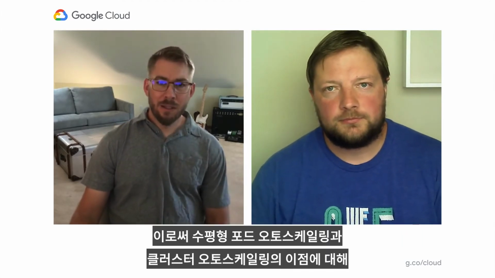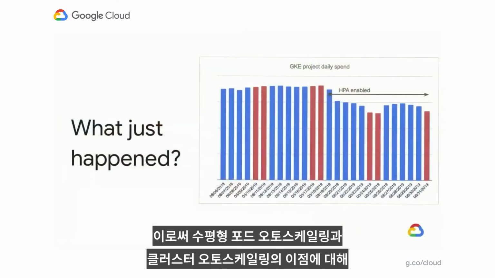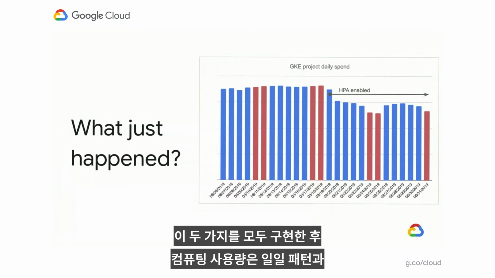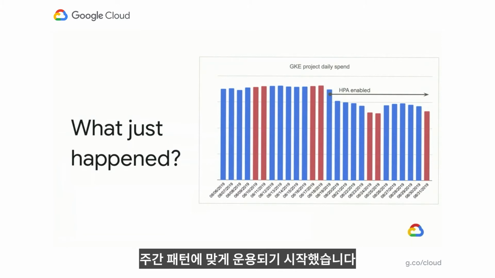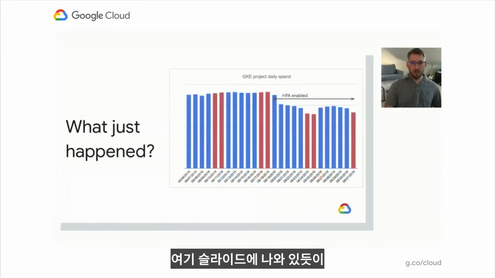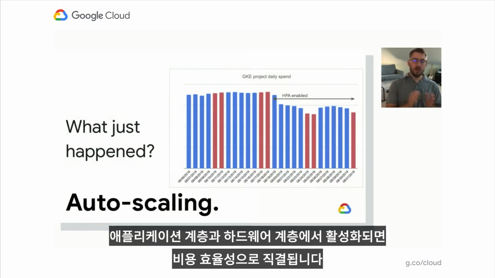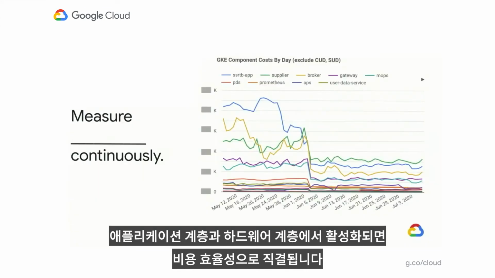Thanks, Ivan. So Ivan just described the benefits of the horizontal pod autoscaler and the cluster autoscaling. Once we had implemented both of those, our compute usage began to follow our traffic patterns, both the diurnal daily pattern and the weekly pattern, which you can see on the slide there. That's the beauty of autoscaling. When it's enabled at the application layer and at the hardware layer, it translates into cost efficiency.